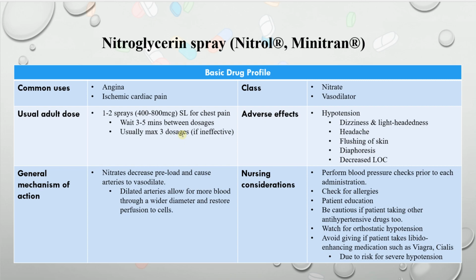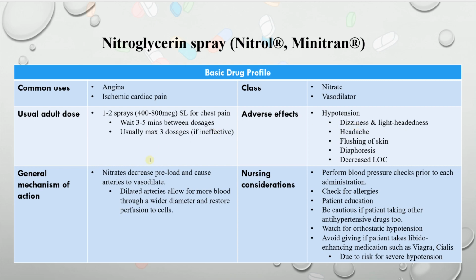Usually, if the chest pain does not go away with more than 3 doses, then further intervention needs to be done, as the nitroglycerin might not be as effective. Some of the adverse effects include hypotension due to the vasodilation, and as a result of hypotension, patients may experience dizziness and lightheadedness, headaches, flushing of the skin, diaphoresis, and decreased level of consciousness.